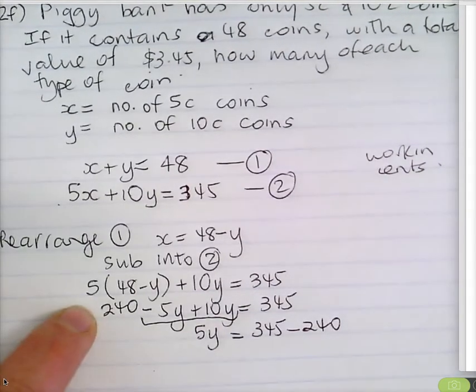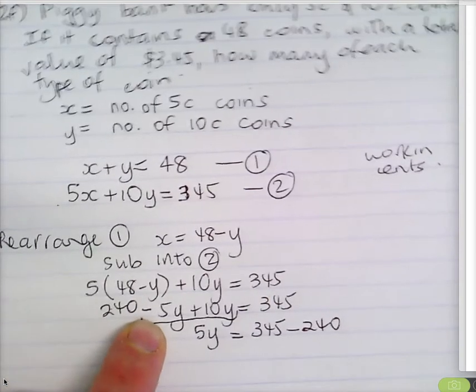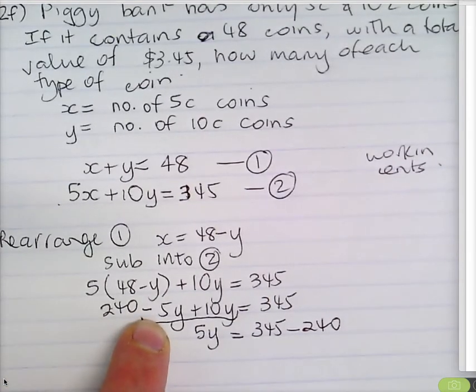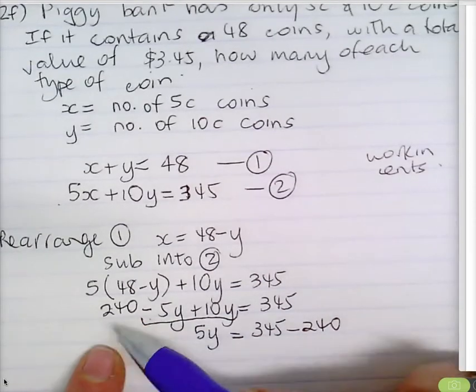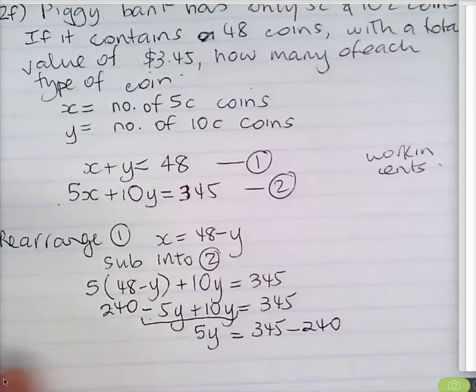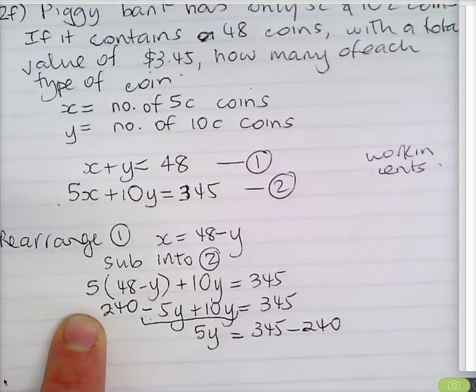Girls, that is a positive 240 on this side. I don't care about the minus after. Whenever there's a sign after the number, it doesn't belong to that number. That minus belongs to the 5y, not to the 240. That is a positive 240, and the opposite of it is a minus 240.